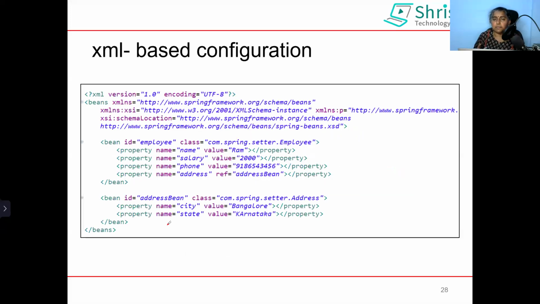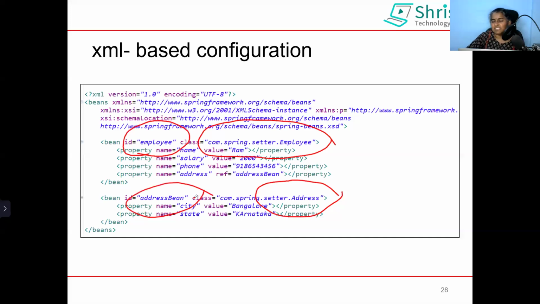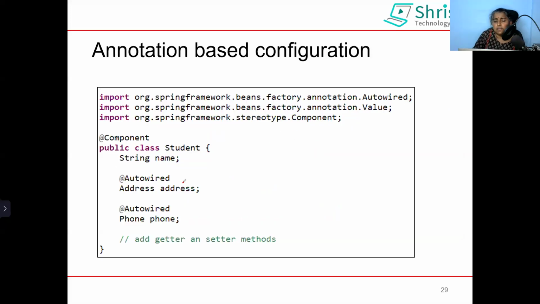So this is the XML-based configuration. See, I want to create an object of employee. In which package is it? com.spring.setter.Employee. And what is the dummy name that I want to give? Employee. Similarly, I want to create an object of address. So what is the dummy name I want to give? Address bean. So this is using XML. I'm just skipping it, just understand. Earlier people used this. Next is annotation-based configuration.